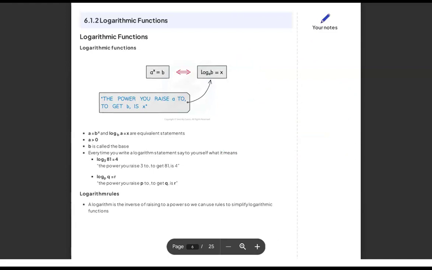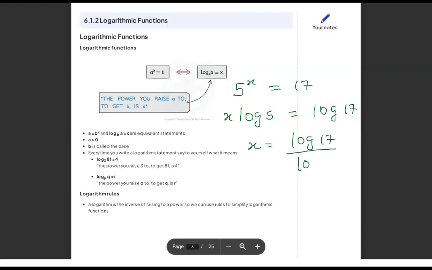So if you have 5^x equals 17, then you take the logarithm of both sides. So you go with x log 5 equals log 17. So x will now be equal to what? Log 17 divided by log 5.